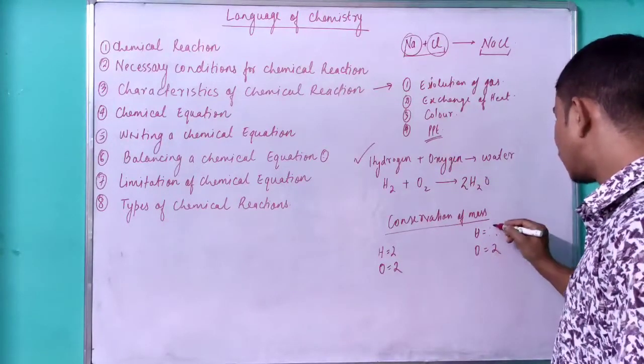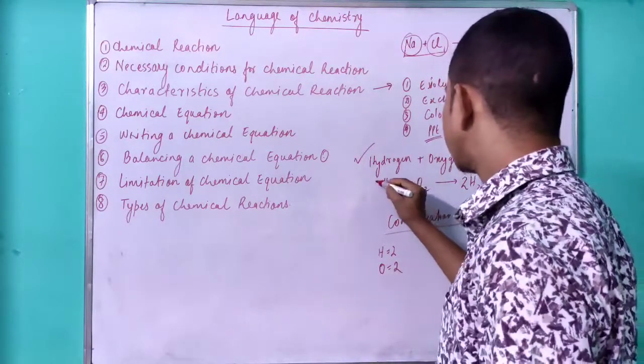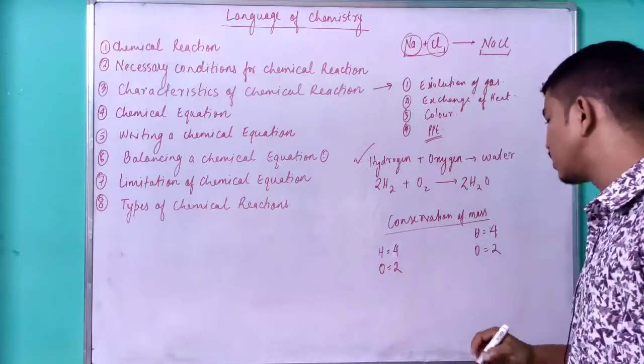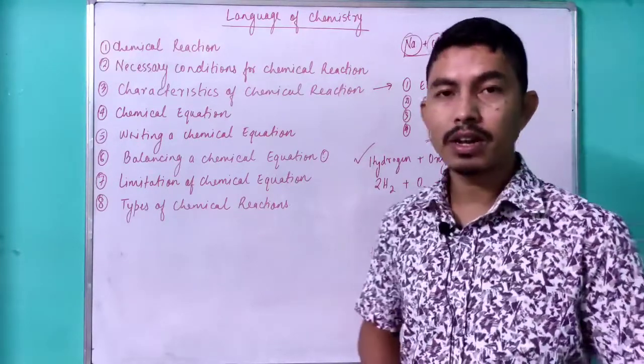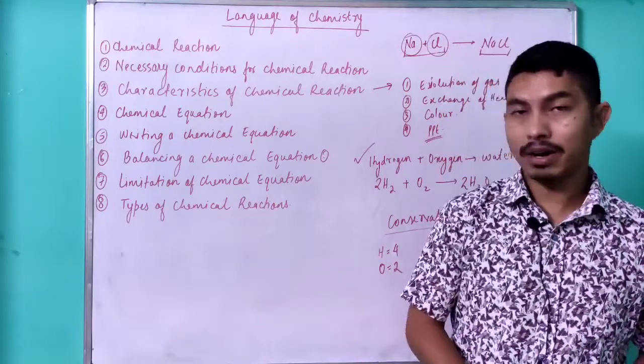4. So now we have hydrogen 4, but on the left hand side we have 2. So what can I do? I can multiply this hydrogen with 2. So 2 2s are 4. Thus the chemical equation is balanced. It is very necessary to balance a chemical equation because of the law of conservation of mass.